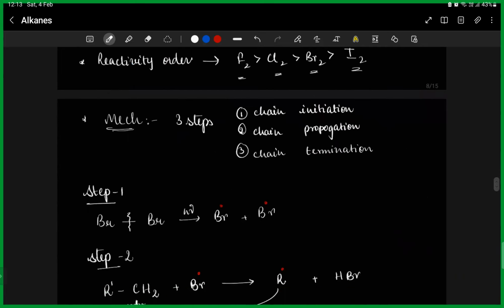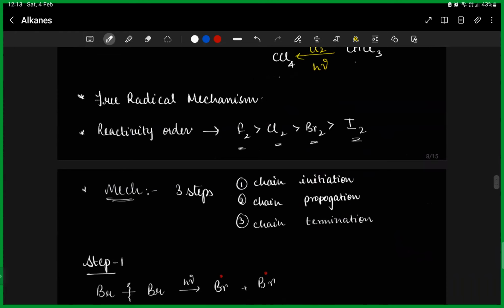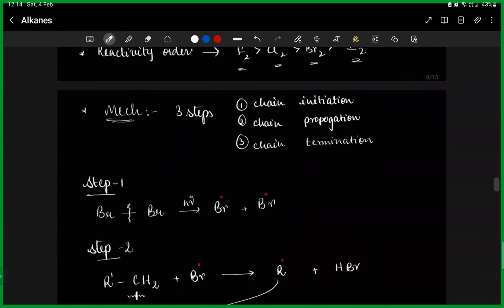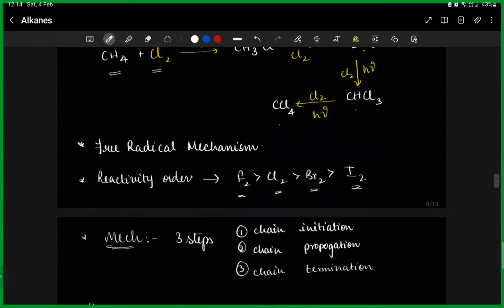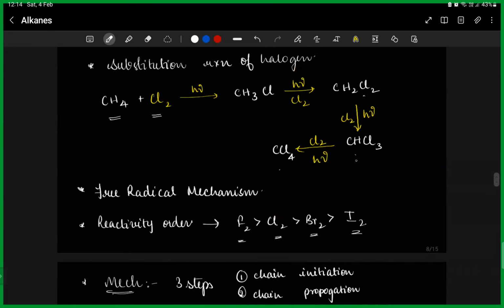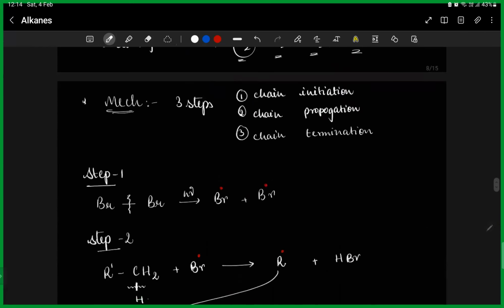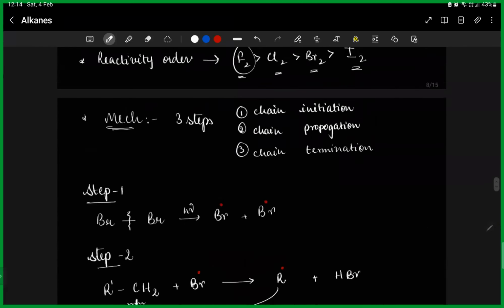In halogenation, the reactivity order is important. Fluorine is more reactive than chlorine, which is more reactive than bromine. You need sunlight for chlorination and bromination. But when you are using fluorine, even sunlight is not required. This happens even in the dark. Okay, I forgot to tell that. This happens even in the dark. Then the mechanism: chain initiation, chain propagation, chain termination.